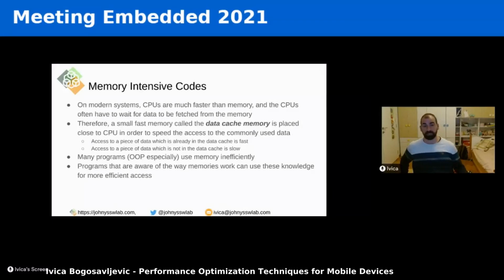So if you're accessing a piece of data which is already in the data cache in the CPU, this access will be fast. But if you're accessing a piece of data which is not in the data cache, that means it has to be fetched from the main memory, and this access will be slow. Many programs, especially object-oriented programs with large classes, use memory inefficiently. So they have a bottleneck and they're memory intensive. If you're aware of how the memories and data cache work, then you can use this knowledge to create more efficient access.